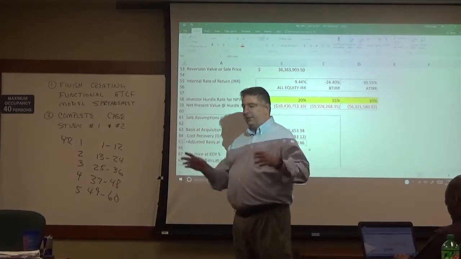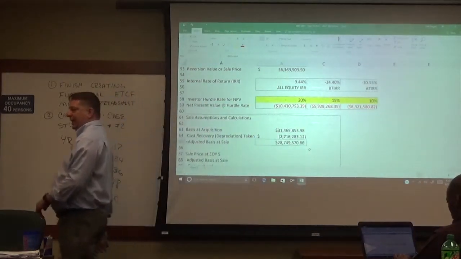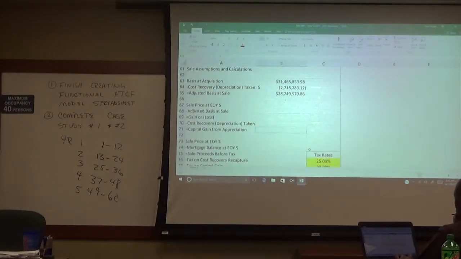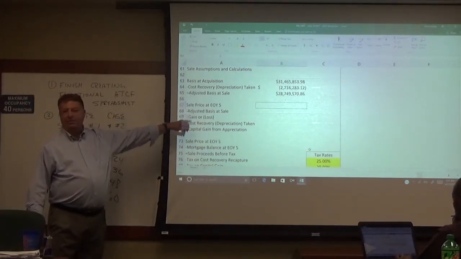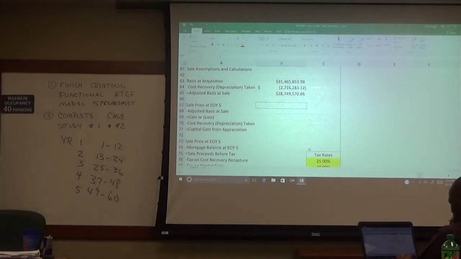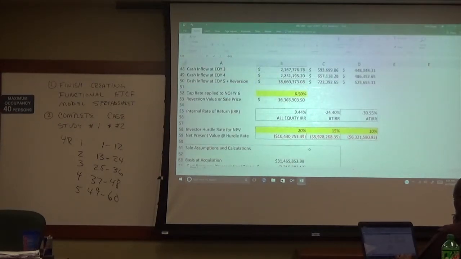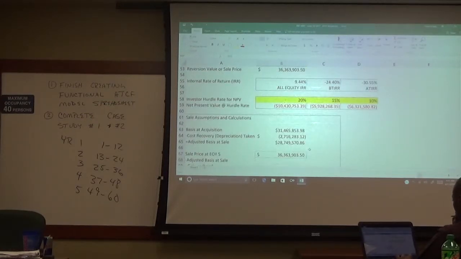Now you're going to say, well, how is it going to be taken into account? We're getting there. So skip down a couple of lines. Here, once again, you should just be able to pull from up above the sale price at the end of year 5, which we had calculated using the cap rate. Right there, B53. So once again, cell B67 is simply cell referencing B53.